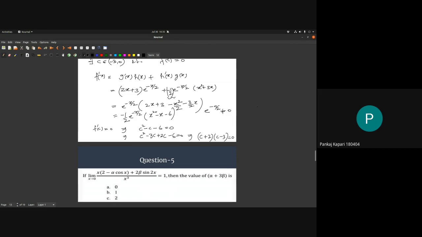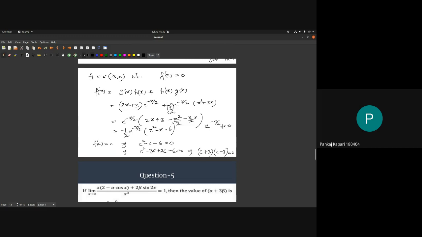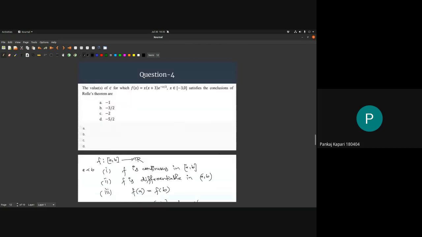You have to see which one of them lies in our interval, this (-3, 0), right? Because c = 3 doesn't lie in this interval. We have to take that particular value of c which lies in this interval (-3, 0), and that is -2. So that c is the answer of this problem.